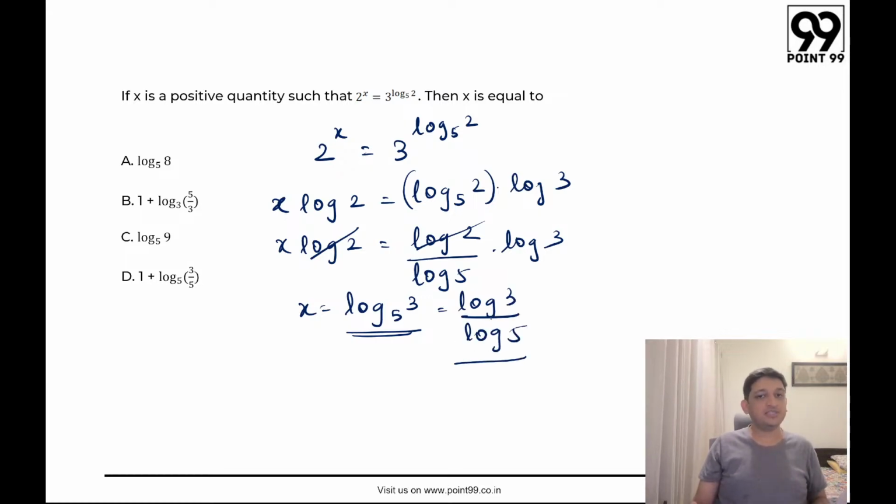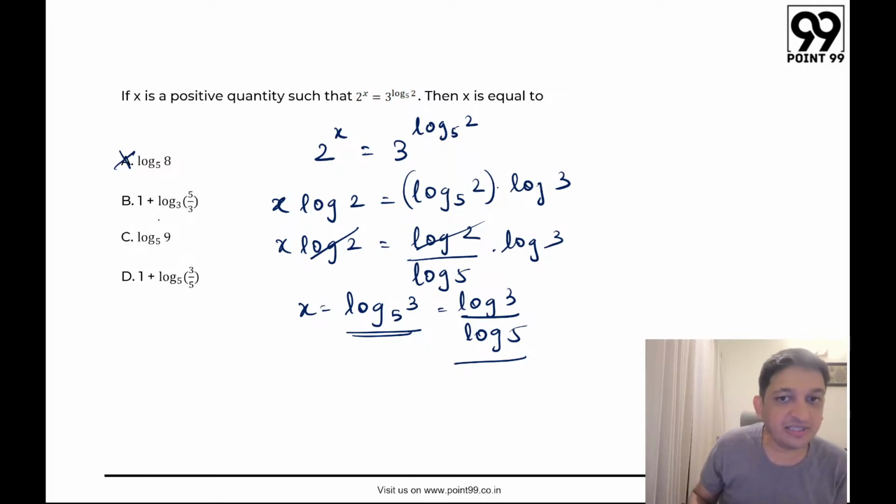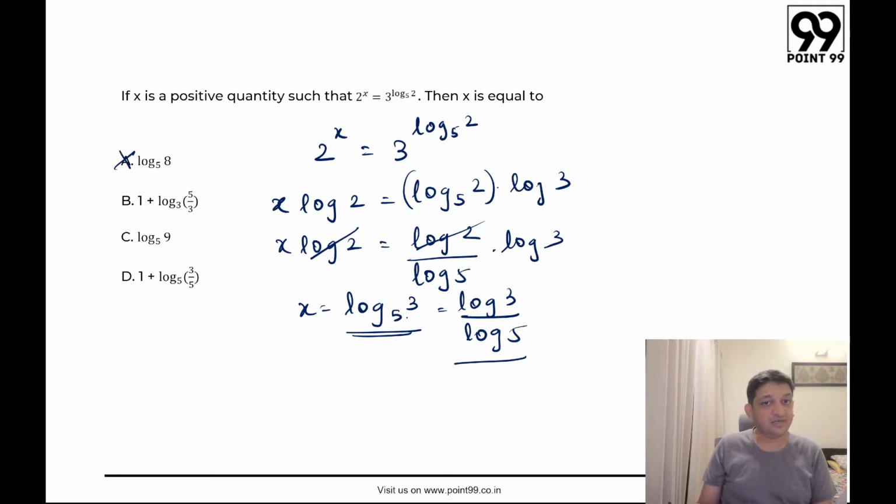Now from the given options, we just have to see which one of them matches this. Option 1 says log 8 to the base 5. अब यहाँ पे 8 है ही नहीं, log 3 by log 5 है. So this is definitely not my answer. My second option says 1 plus log 5 by 3 to the base 3. Now this is log 3 to the base 5, not log 5 to the base 3. So again this will not work. Log 9 to the base 5, nahin, log 3 to the base 5 hai. Again this will not work. In this case log 3 to the base 5 hai, but there is a lot of other random nonsense here.